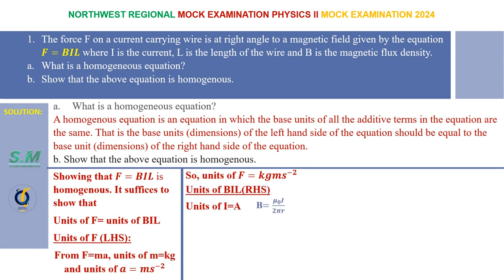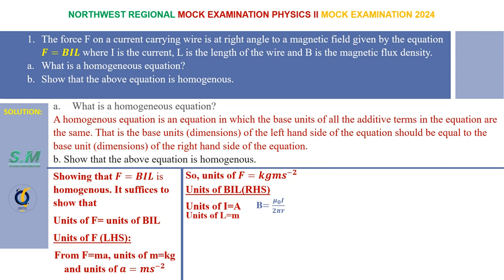Now let's get the unit of the right-hand side of the equation, that's the unit of BIL. The base unit of I, where I is the current, is simply the ampere. The base unit of L is the meter. And for the base unit of B, we can get it from B = mu naught I divided by 2 pi r, which is the force per unit current length in a given magnetic field. That's the magnetic flux density.